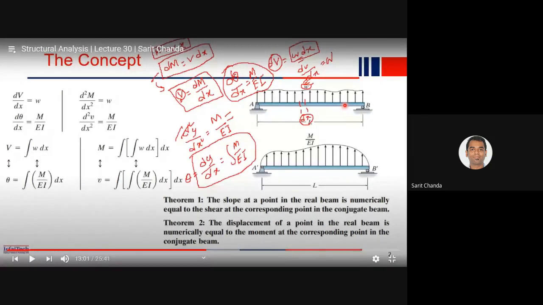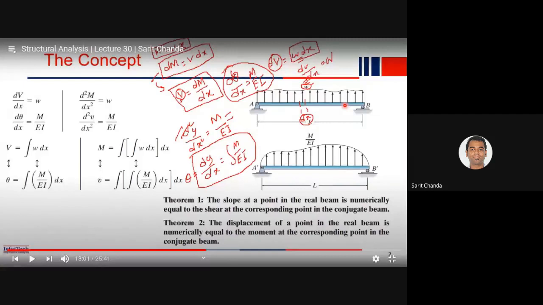But in this slide, you have to understand there are two beams: one is the real beam and the other is the conjugate beam. The conjugate beam loading is nothing but the M by EI diagram of the original beam. Now our main objective is to find the slope and deflection of the real beam, and these can be easily calculated once you find the conjugate beam.